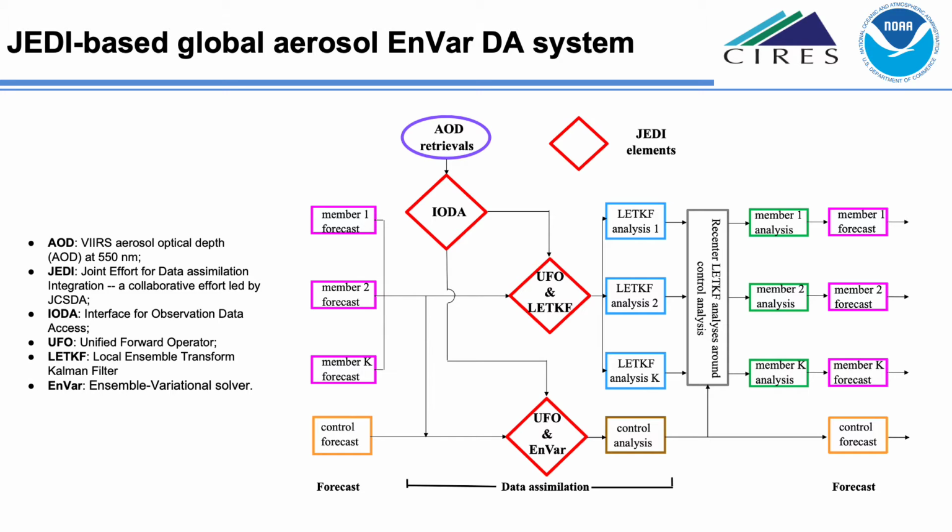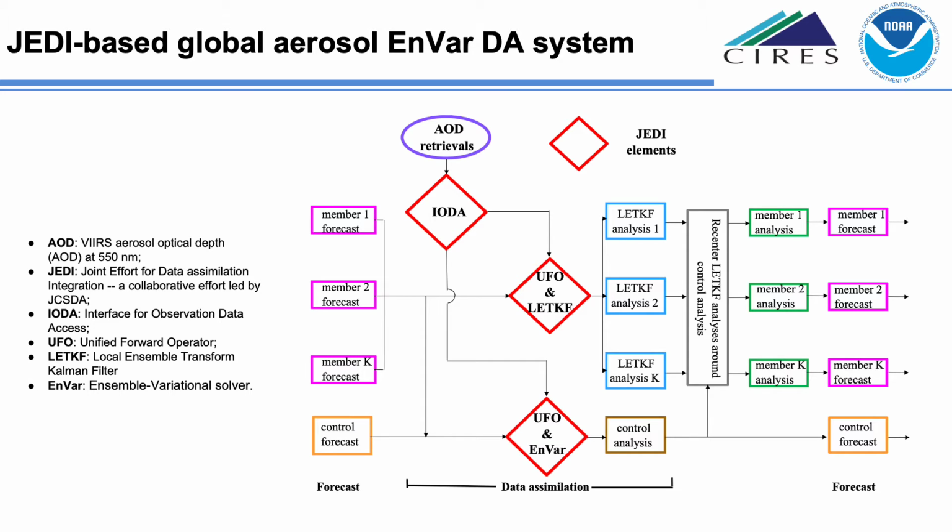This is the workflow of the JEDI-based global aerosol EnVar data assimilation system. Like the general EnVar data assimilation system, it consists of 2 major components. The first one is the EnVar component, which runs one control forecast and produces one control analysis after the EnVar update. The second component is the LETKF component, which runs a K-member ensemble forecast and produces K-member analyses after the LETKF update. And a recentering procedure is further applied on the LETKF analysis and the EnVar analysis.